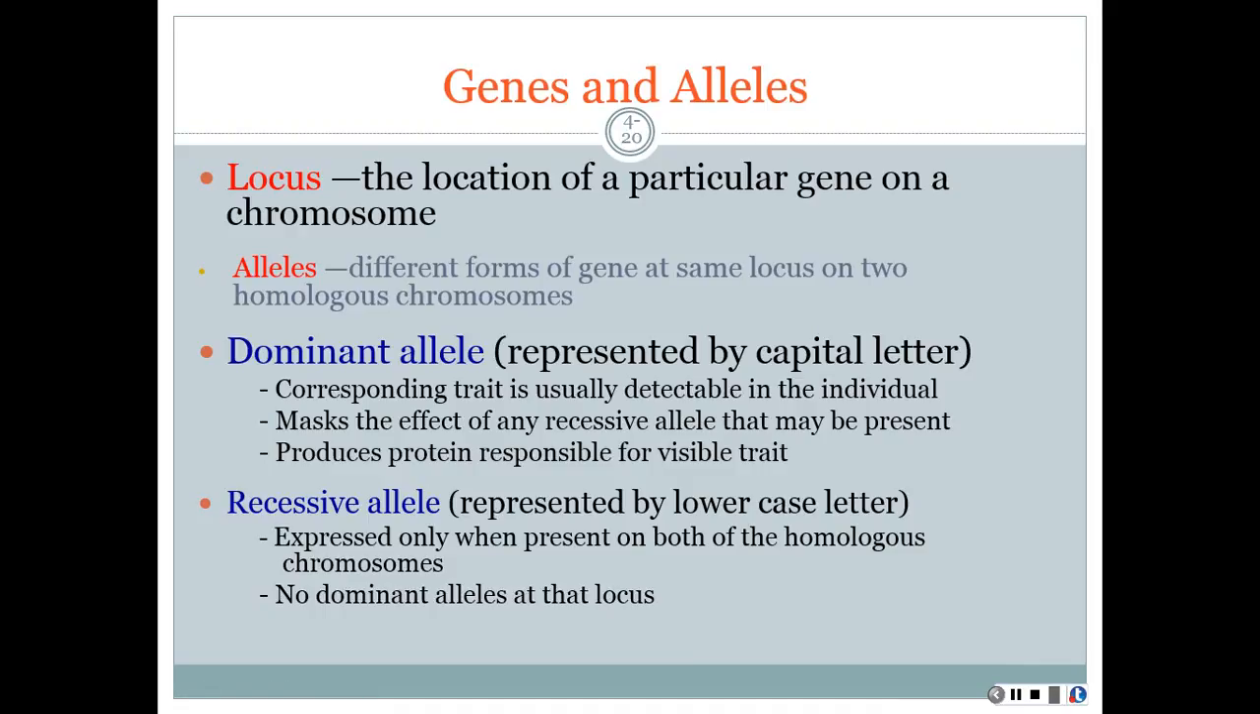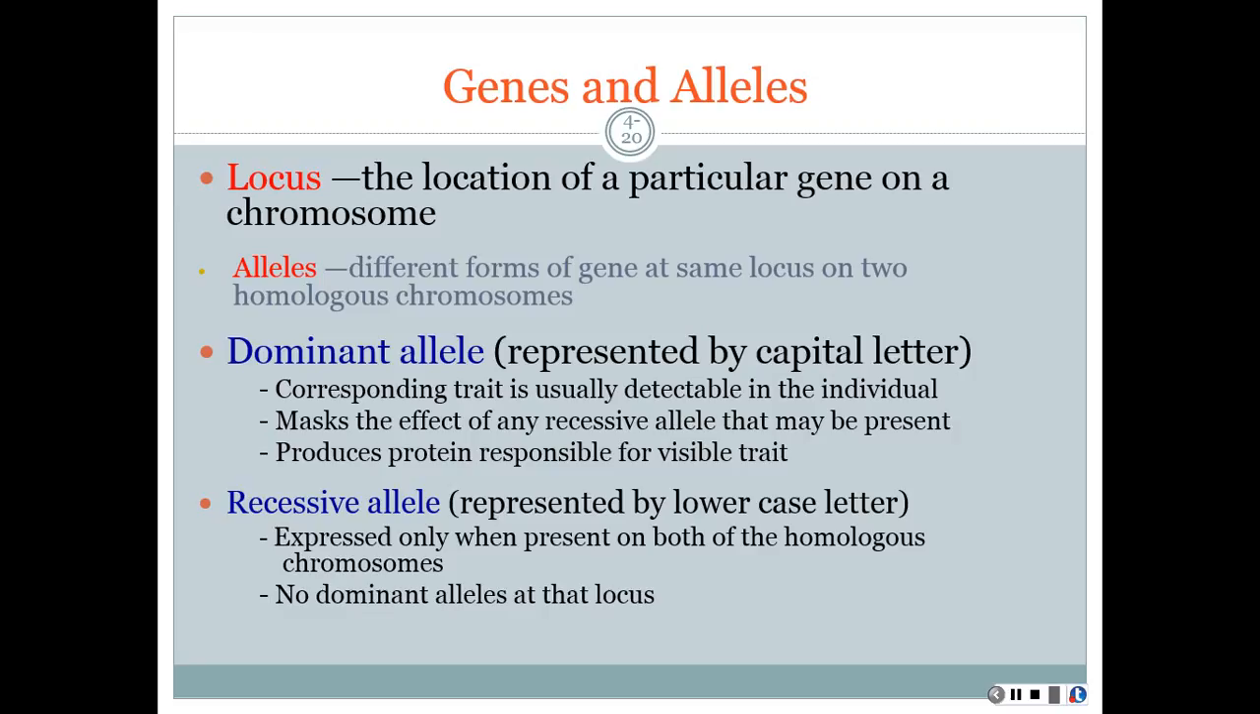Frequently one allele is dominant and the other allele is recessive. A dominant allele masks the effect of a recessive allele. Recessive alleles are expressed only when present on both homologous chromosomes. Typically, dominant alleles code for a normal functional protein, and recessive alleles code for a nonfunctional variant.